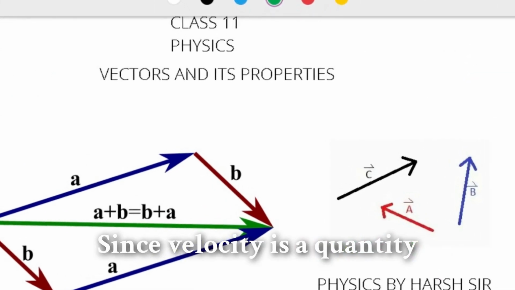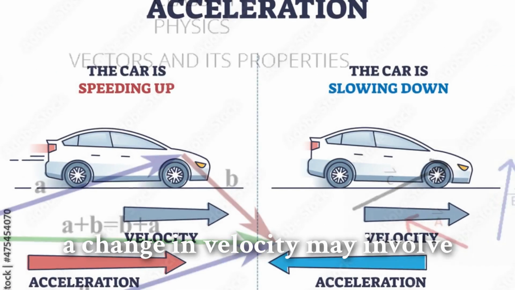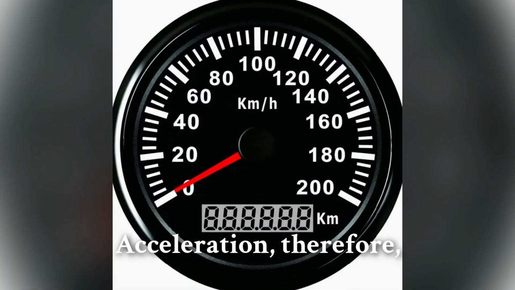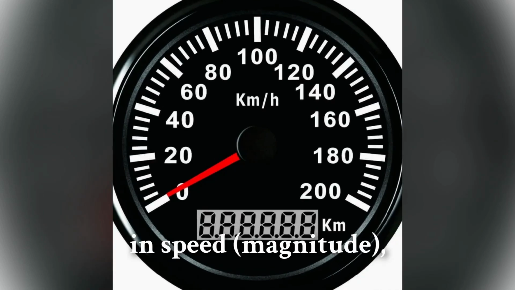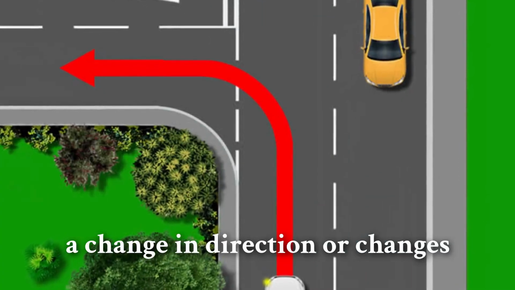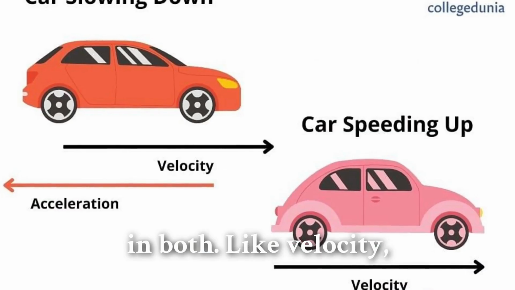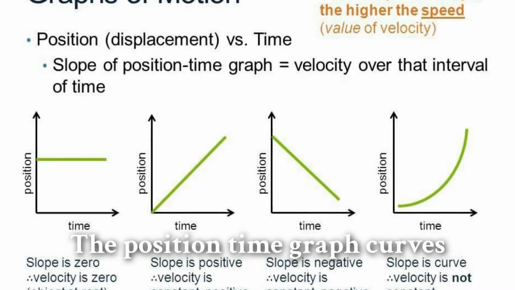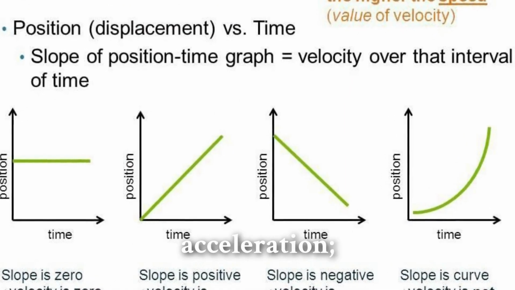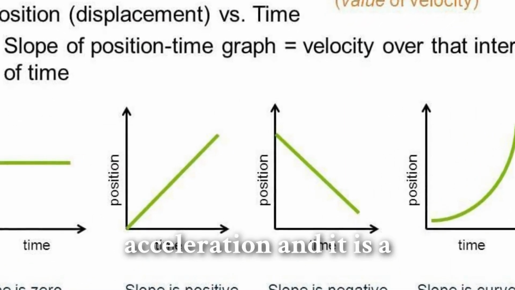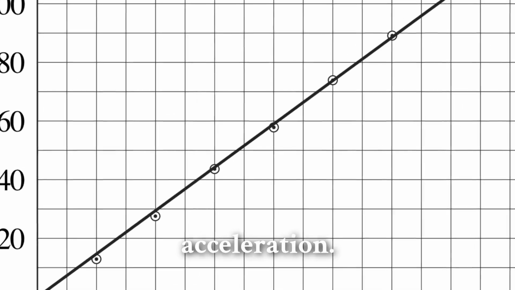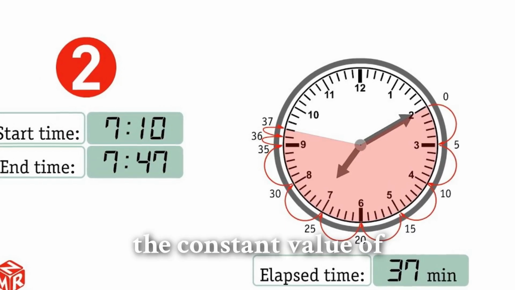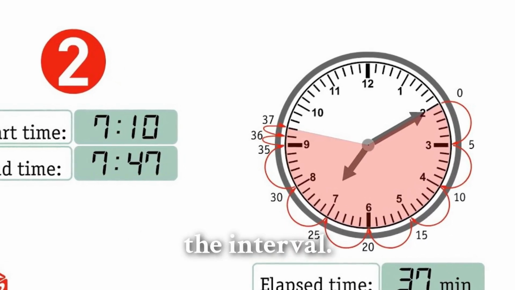Since velocity is a quantity having both magnitude and direction, a change in velocity may involve either or both of these factors. Acceleration, therefore, may result from a change in speed (magnitude), a change in direction, or changes in both. Like velocity, acceleration can also be positive, negative, or zero. The position-time graph curves upward for positive acceleration, downward for negative acceleration, and it is a straight line for zero acceleration. In case of constant acceleration, the average acceleration equals the constant value of acceleration during the interval.